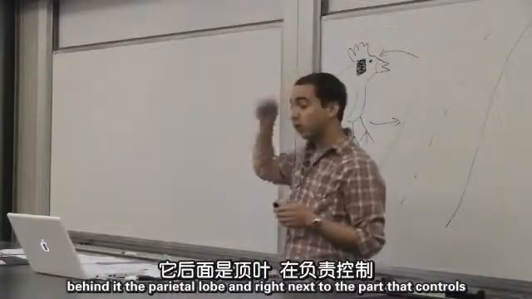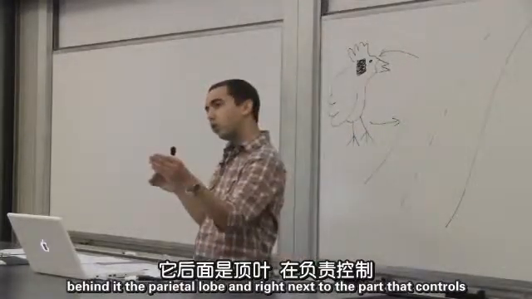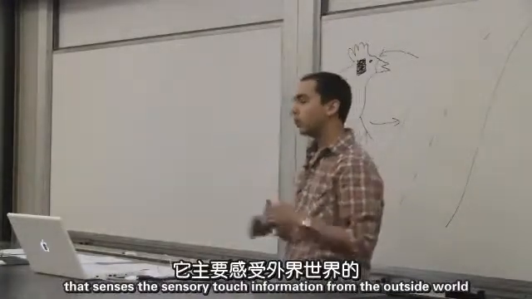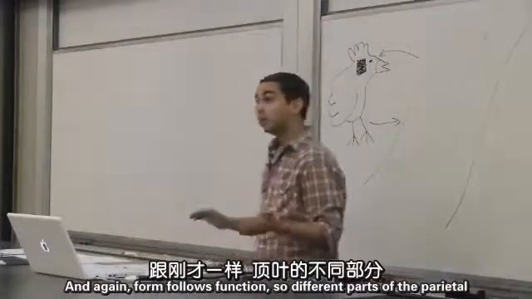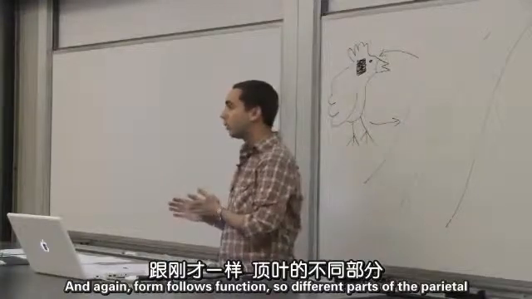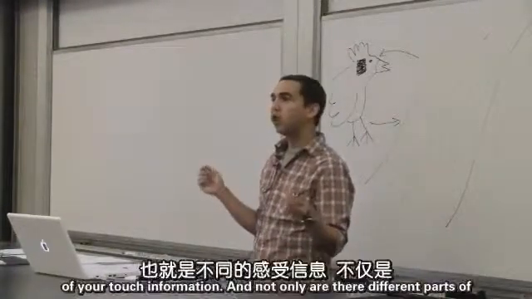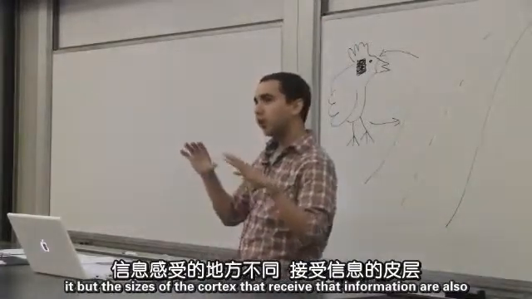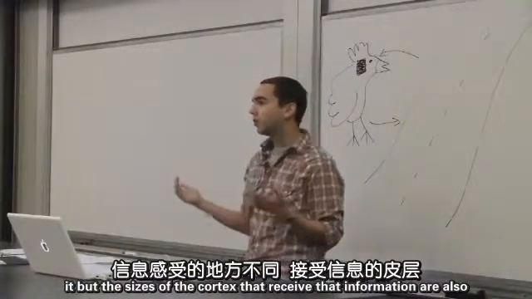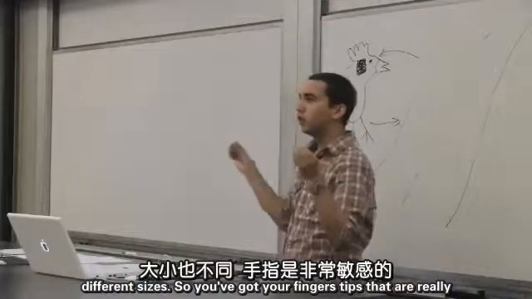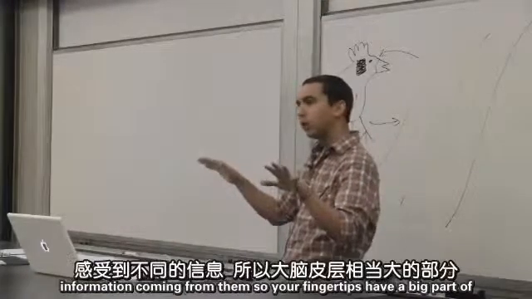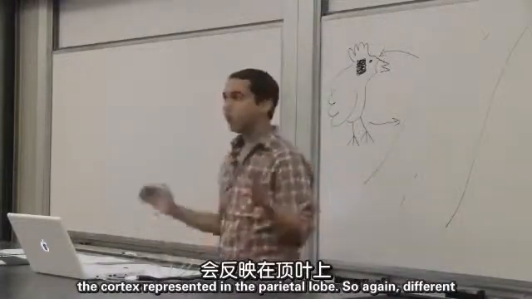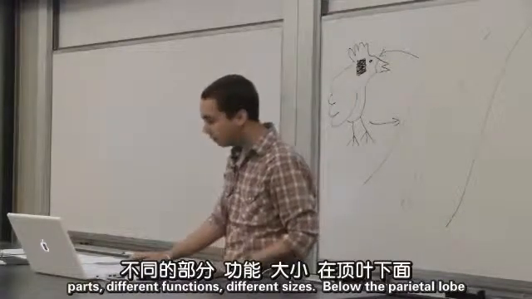Then you have behind it the parietal lobe, and right next to the part that controls your movement in the frontal lobe is the part of the parietal lobe that senses the sensory touch information from the outside world. And again, form follows function, so different parts of the parietal lobe are specialized for different parts of the body, different parts of your touch information. And not only are there different parts of it, but the sizes of the cortex that receive that information are also different sizes. So you've got your fingertips that are really sensitive, have lots of nerve endings, have lots of sensory information coming from them. Your fingertips have a big part of cortex represented in the parietal lobe. So again, different parts, different functions, different sizes.